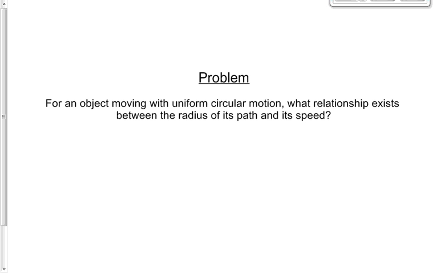What's the problem? What are we trying to accomplish today? Well, I told you we're trying to find a relationship. The problem is always phrased in the form of a question. So we're going to say that this problem is, what is the relationship between the radius of the path of an object in a circle and its speed? In other words, if we got an object moving in a circle like this, how is the speed of that object related to the radius of the circle?